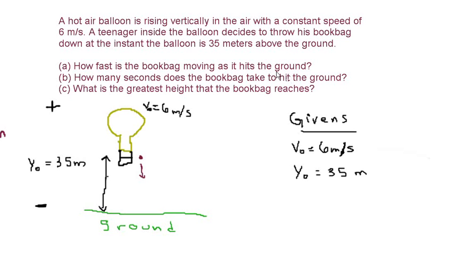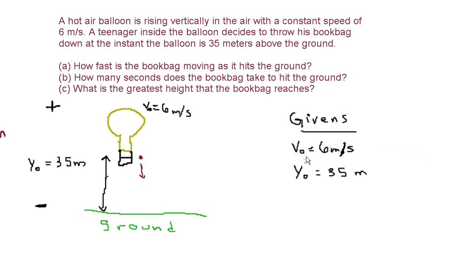The first thing is we have to figure out how fast the book bag is moving as it hits the ground. So at first this problem looks a little complicated because the only given that you really have is the height of the book bag. We know that the book bag was thrown from a height of 35 meters. Aside from that, we really don't have anything else. And this is what throws a lot of students away from physics problems, and this is what confuses them. You see, the balloon is going up at 6 meters per second, but remember that the book bag is inside of the balloon. So if the balloon is going up at 6 meters per second, so is the book bag.